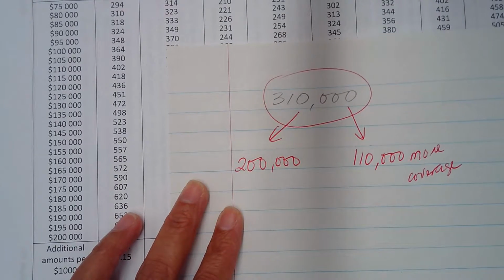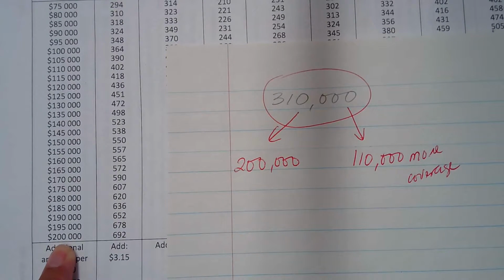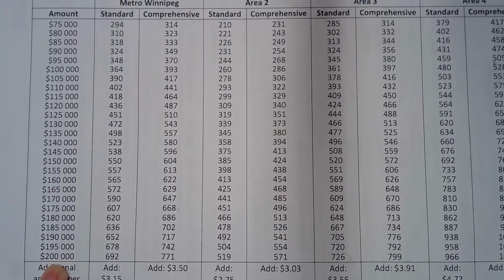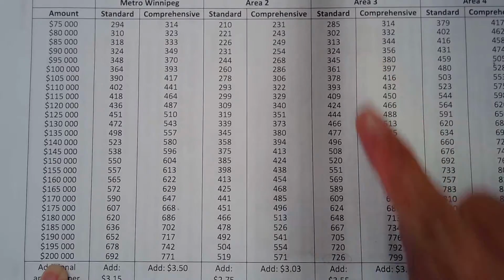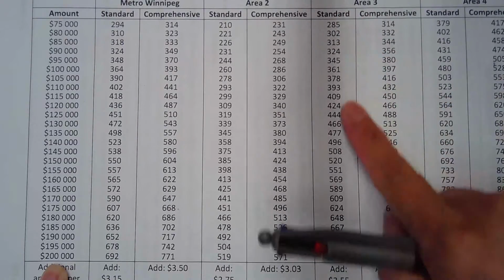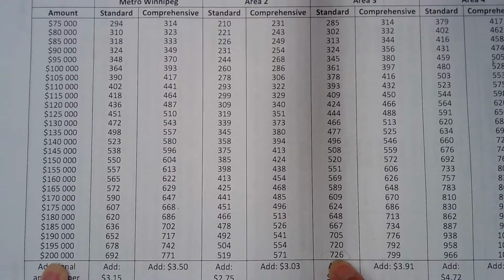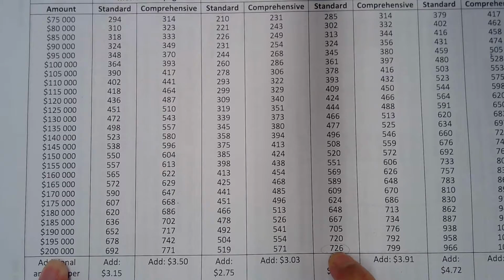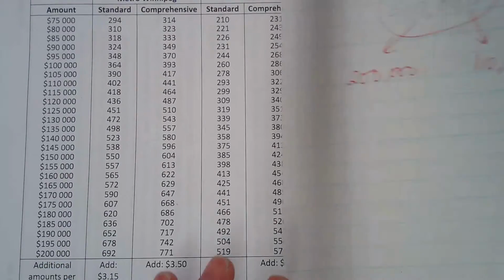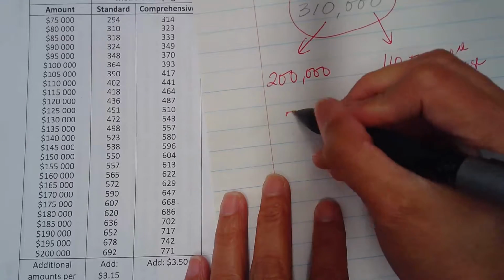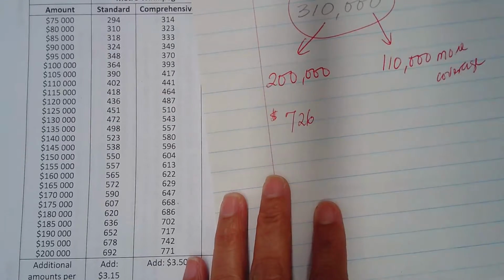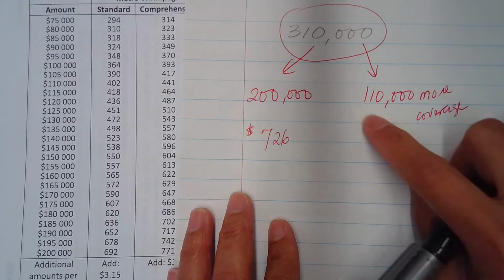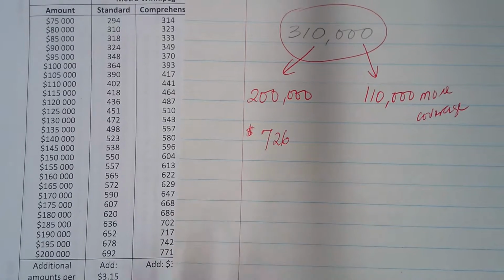So what else do we have in here? Up to 200,000, Area 3, and standard. That's going to give us $726. So that's the first part, $726. It's going to cost us $726 for this one.